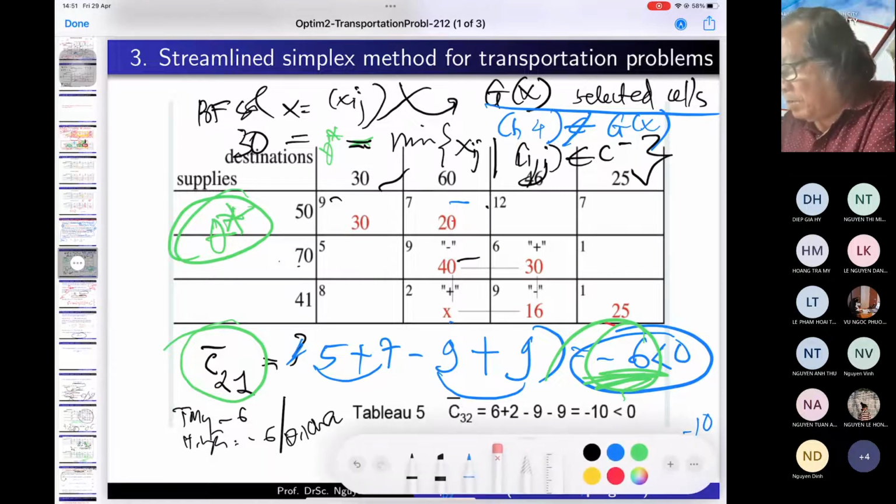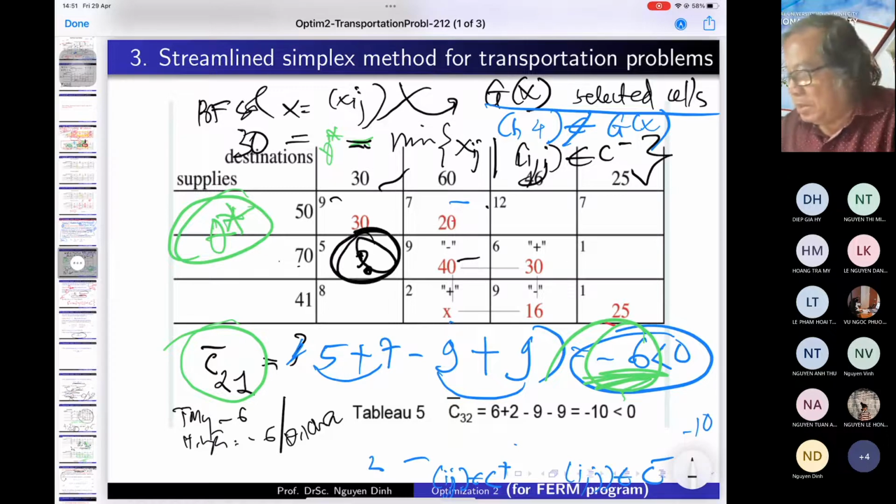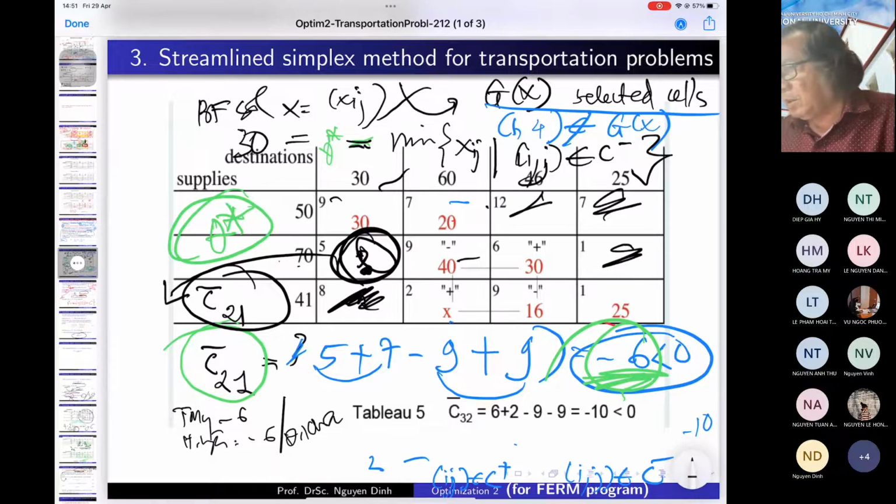For example, last time you remember that we wanted to see whether we can put something in this cell or not. If we move some units in this cell, will the cost increase or decrease? We find the cost of this, C bar 2,1. If it is negative, then we know that if we move into this cell, the cost will reduce.